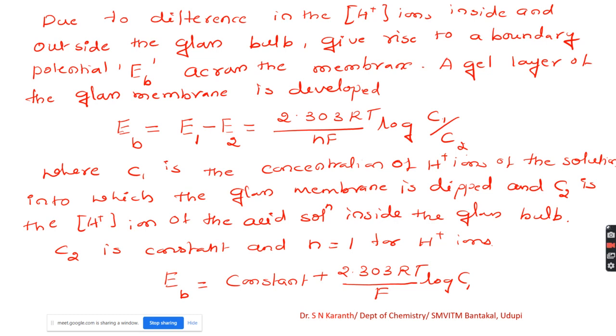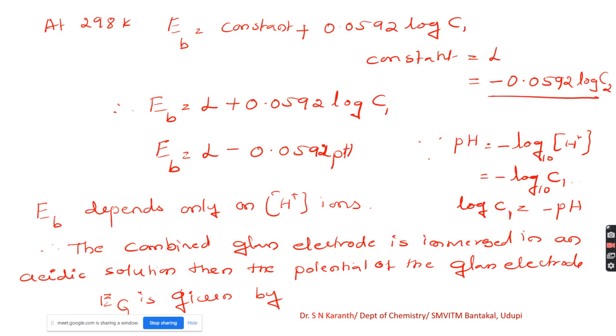The boundary potential EB is represented as 2.303 RT by nF log C1 by C2, where C1 is the concentration of H plus ion of the solution into which the glass membrane is dipped, and C2 is the H plus ion concentration of the acid solution inside the glass bulb. C2 is a constant. So we can represent EB equals constant plus 2.303 RT by F log C1, because n is equal to 1. So EB becomes equal to L plus 0.0592 log C1, where the constant L is equal to minus 0.0592 log C2. Then EB is equal to L minus 0.0592 pH, because pH is equal to the negative logarithm to the base 10 of the concentration of H plus. So EB depends only on the concentration of H plus.